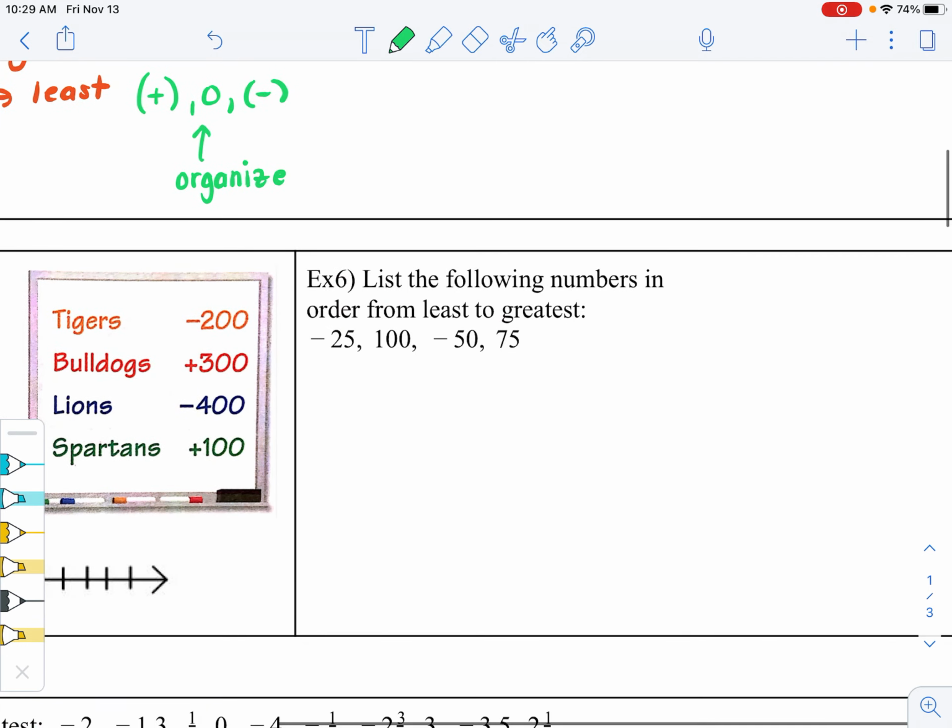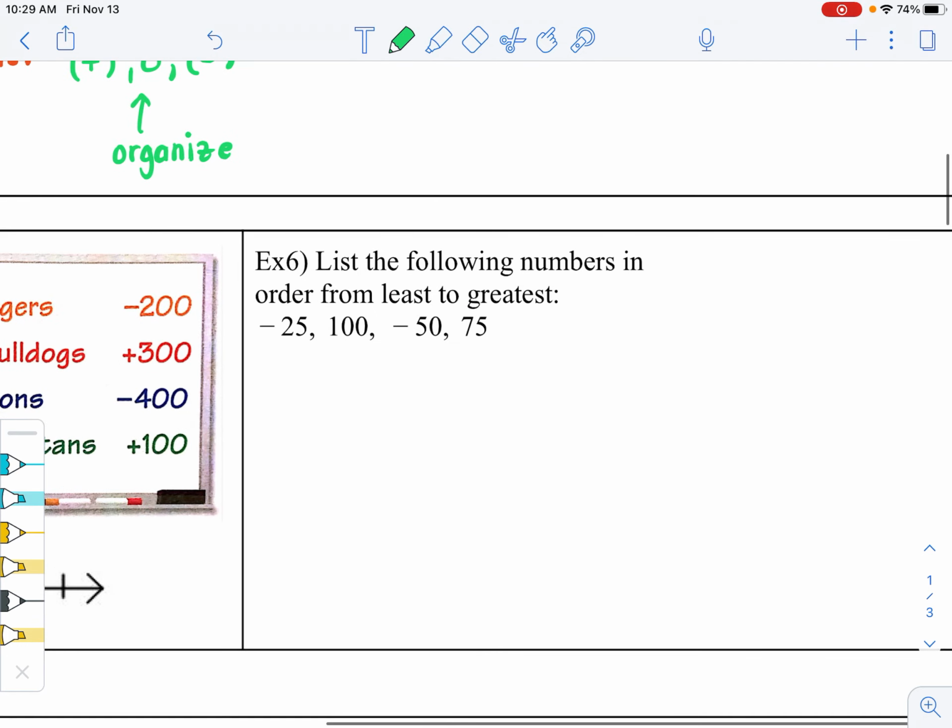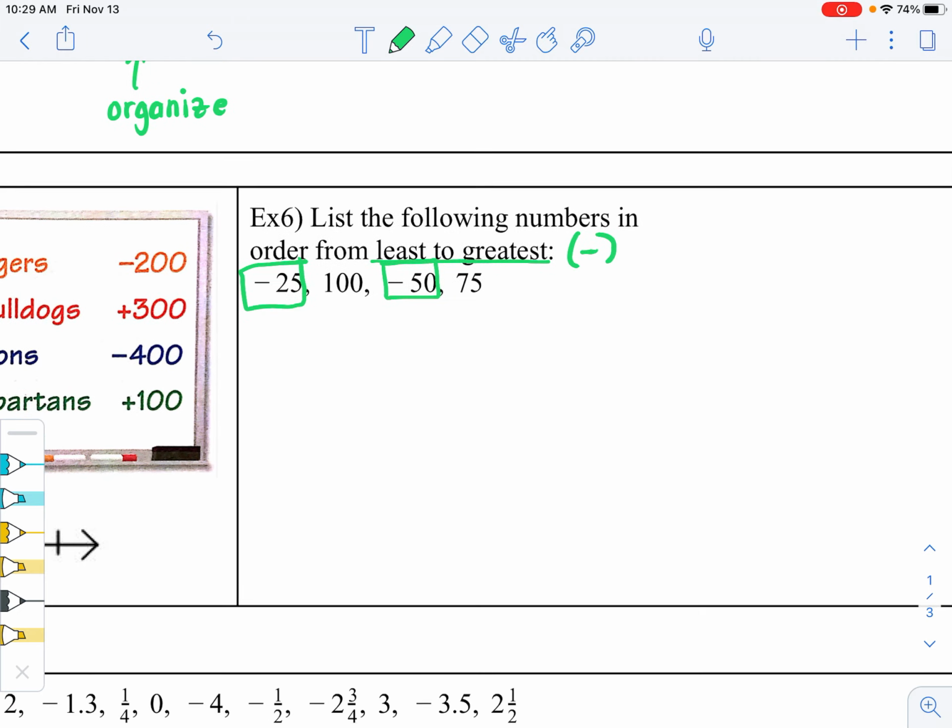So let's look at example 6. Example 6, we have to order from least to greatest. So we know our negatives are going to come first. So I'm going to put a box around our negatives. Okay? Now, which one is the smallest? Which one is the biggest negative? And that answer is -50. So -50 is going to come first. And I like to cross them out as I go. And we only have one other negative, so -25 must come next, okay?